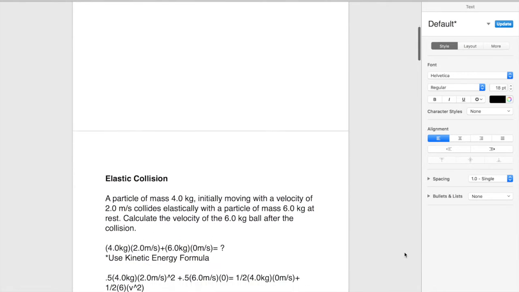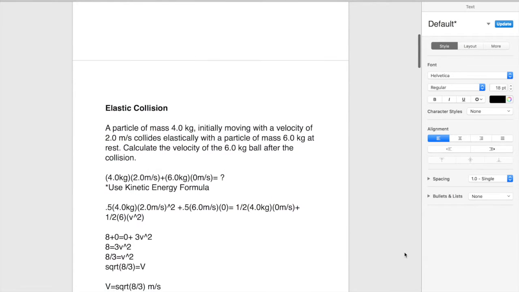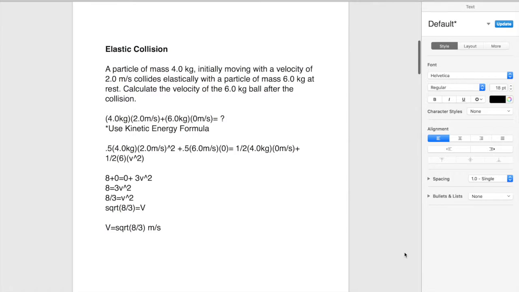Okay, hopefully you found the problem quite simple. If not, I'll walk you through it right now. So we have 4 kilograms and 2 meters per second as our mass 1 and velocity 1. And we have 6 kilograms and 0 meters per second, since it is at rest, as our mass 2 and velocity 2. Now this is all we know.